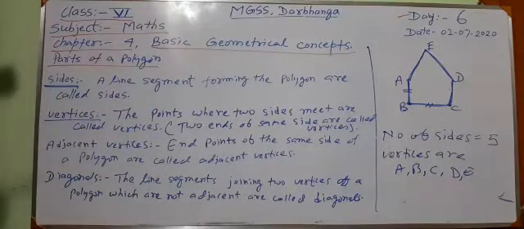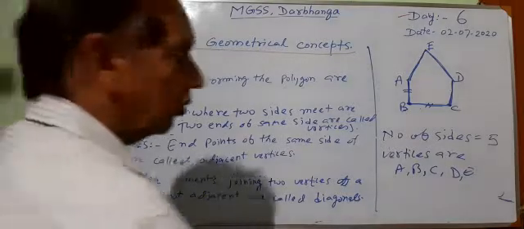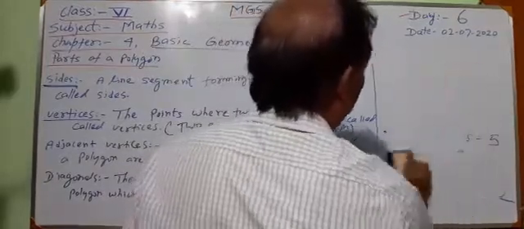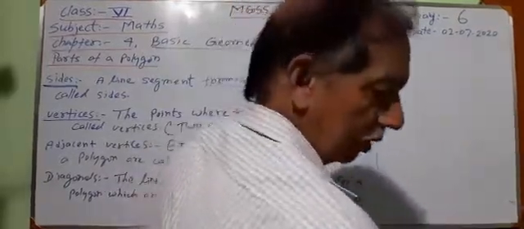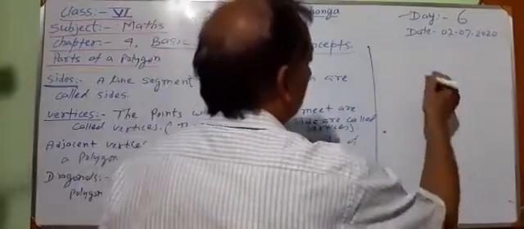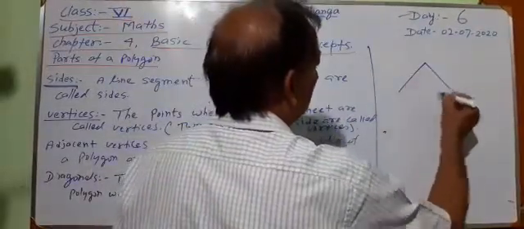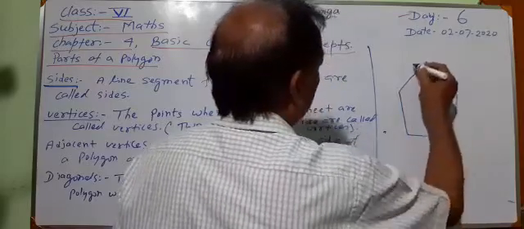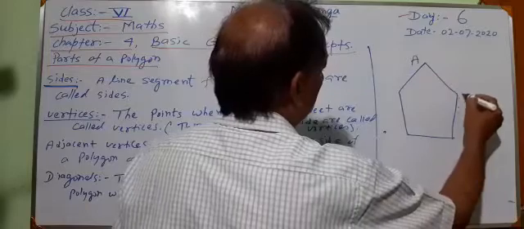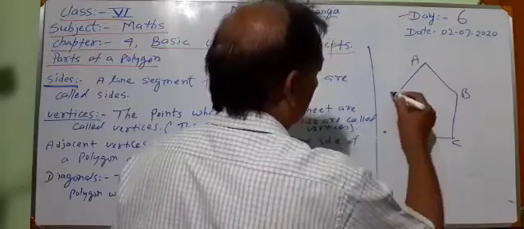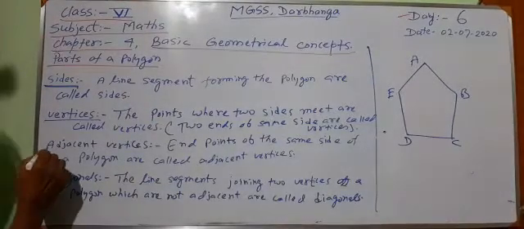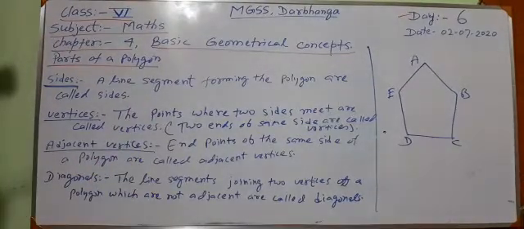Now, adjacent vertices. Adjacent vertices can be defined in different ways, but what is the simplest way? Now again draw another polygon. Write the names from anywhere: A, B, C, D, E. A, B, C, D, E is a polygon. Now we have to read adjacent vertices. What are adjacent vertices?